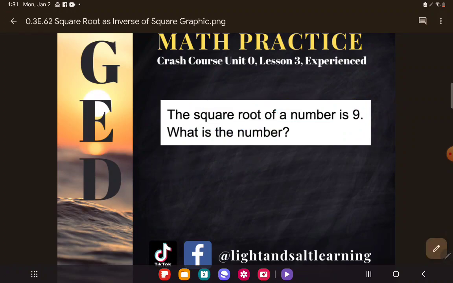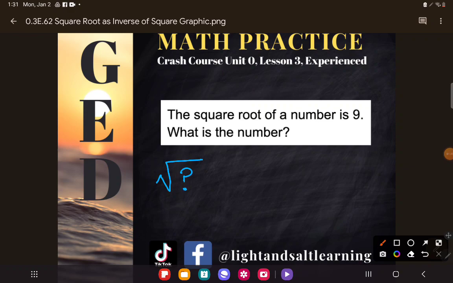Anyway, let's reread. The square root of a number. They're saying the square root of a number I don't know, guys. Look, it says, what is the number? The square root of some number is. That's a big, huge sign that I have an equal sign here. The square root of some number I don't know is 9. And they want us to know what is the number.